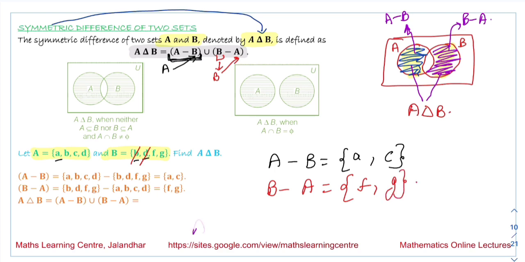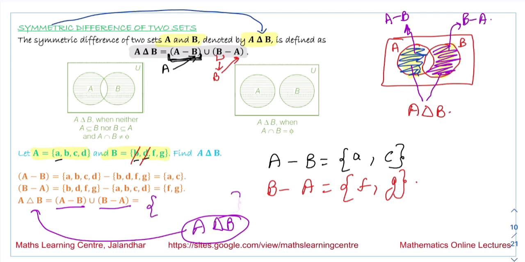Now we have to write the value of A delta B, and the formula we have is A minus B union B minus A, and the answer we obtain is a, c, f, g. So what does symmetric difference mean?